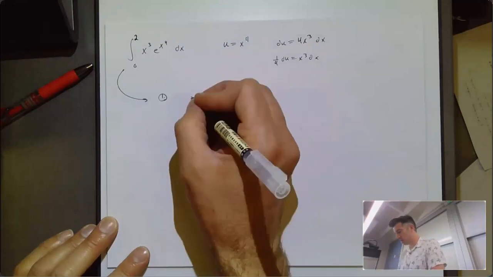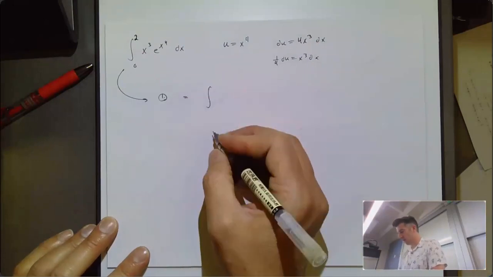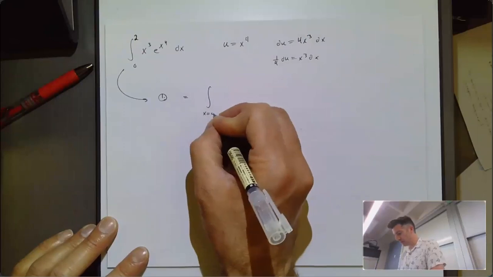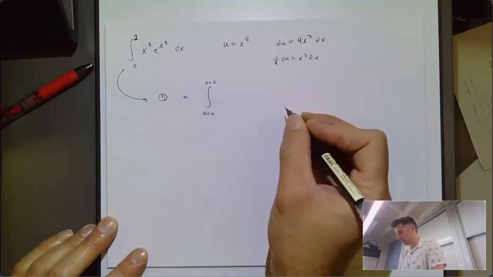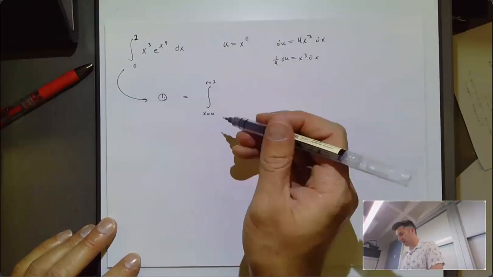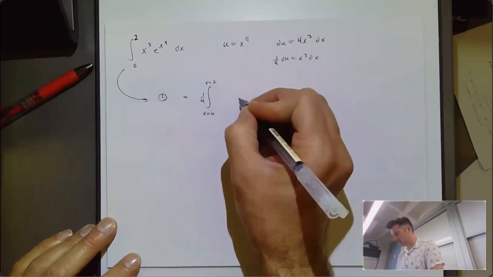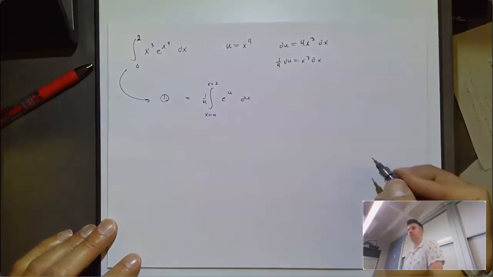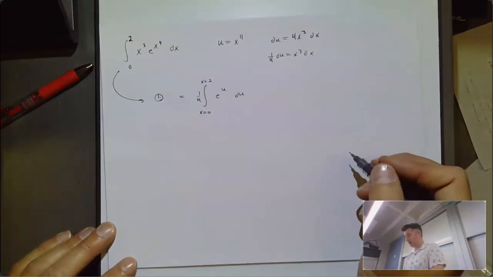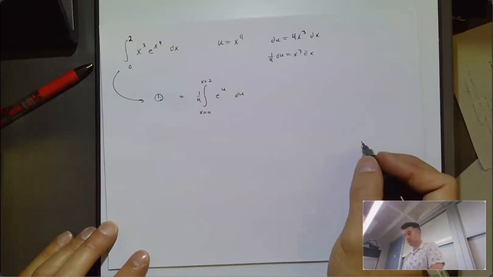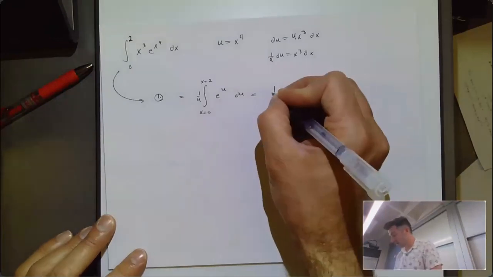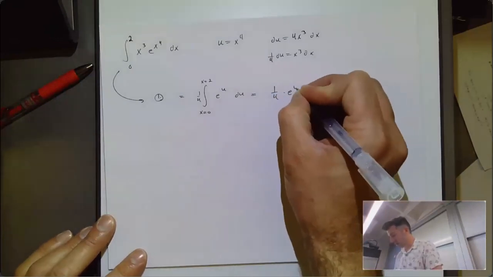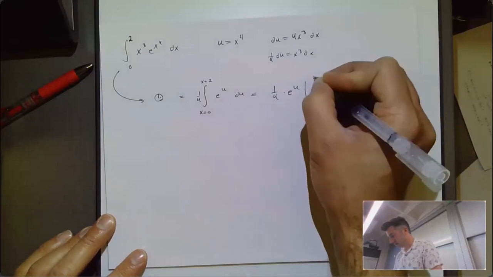You can say, okay, this is going to equal the integral from x equals 0 to x equals 2 of x cubed dx, which is going to be 1/4 du times e to the u. That's perfectly fine. It's not the choice I would make, but it's fine. And then we integrate, we get 1/4 times e to the u from x equals 0 to x equals 2.